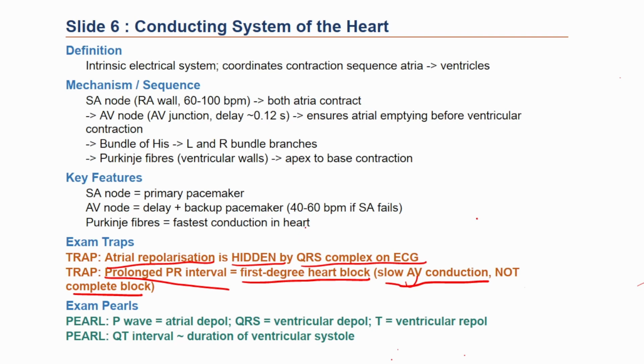To seamlessly correlate this conduction map with diagnostic waves, memorize this high-yield rule that we have discussed previously. The P wave represents atrial depolarization. The QRS complex signifies ventricular depolarization, and the T wave marks ventricular repolarization. On complex clinical questions, remember that the total length of QT interval serves as an accurate proxy for the overall duration of the mechanical ventricular systole.